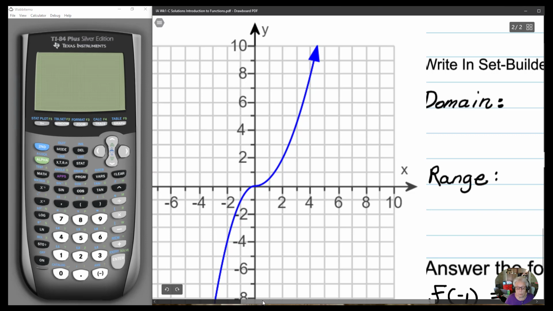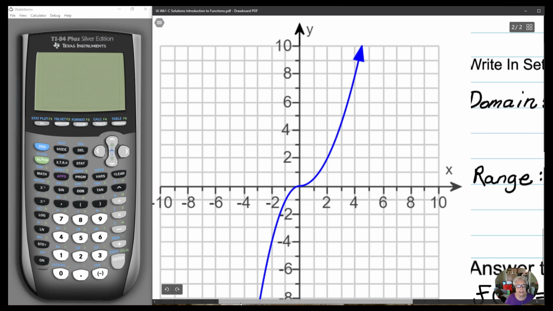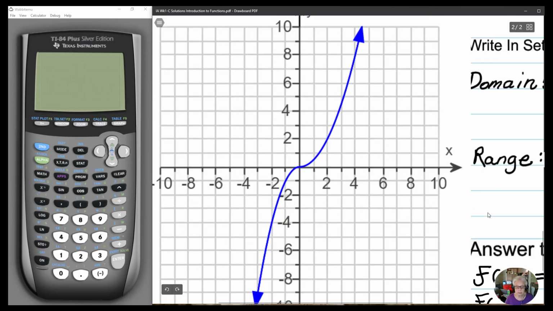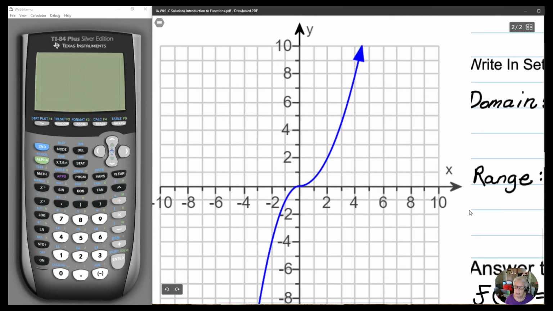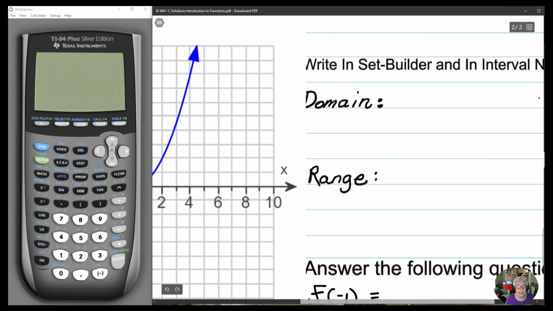Now, this is a graph you're going to get to know really well in college algebra. It's called a cubic. And we're going to do all those same things. We're going to find the domain. We're going to find the range. Okay, and we're going to use set builder notation.